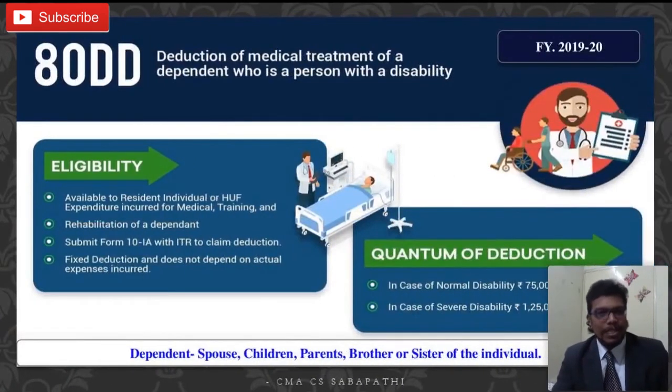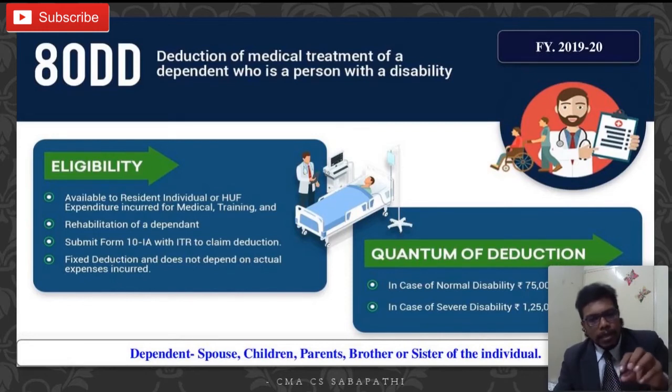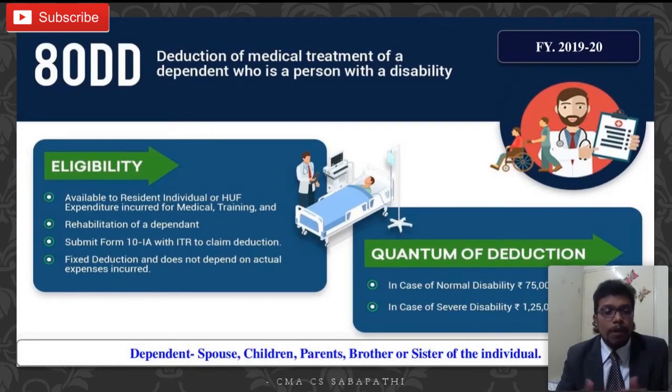Right, let's move to the next one. So 80DD, what is 80DD? If you are having any child or dependent, in this case your brother or sister or any individual who is fully dependent on you, you are maintaining them, and they are having a disability. There are two types of disability. One is severe disability, if they have more than 80% disability.